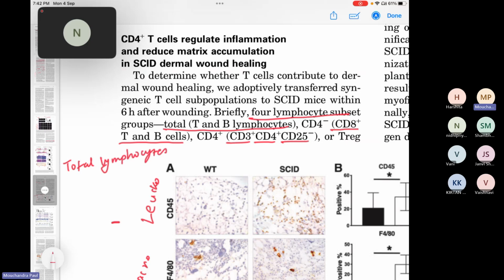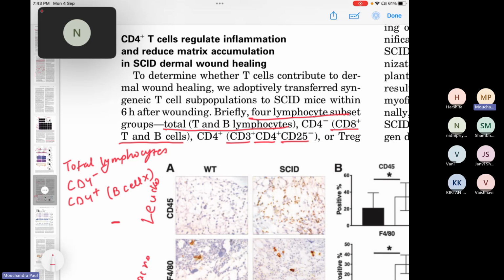Then there is CD4 minus. So here the B cells are there, as well as other T cells except CD4. Then there is CD4 plus. So here B cells are not there, and CD4 plus cells are there, and CD3 and CD25. CD3 cells are there, but CD25 minus cells, or sorry, CD25 cells, are not there.